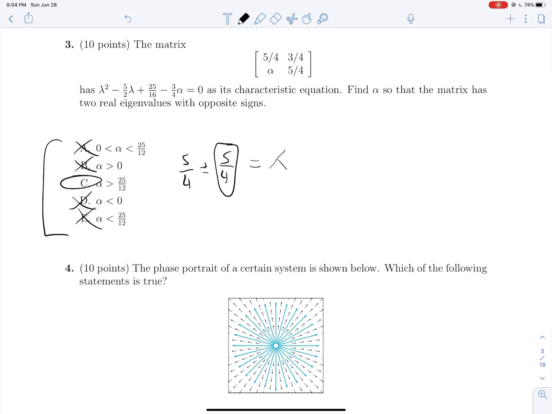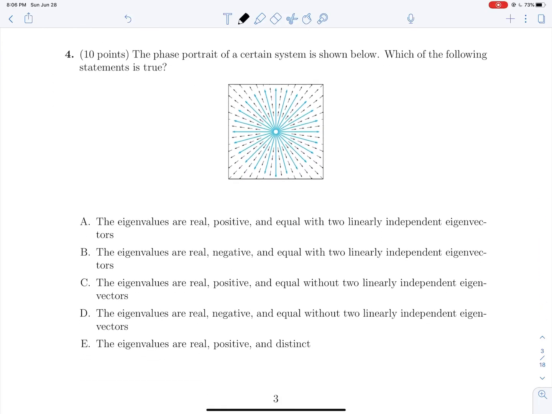And I hope you see how, with these kinds of questions, you can often just use the answer choices to figure out which one's correct. But if that doesn't work for you, please just go through and solve for it manually. It's not too bad.